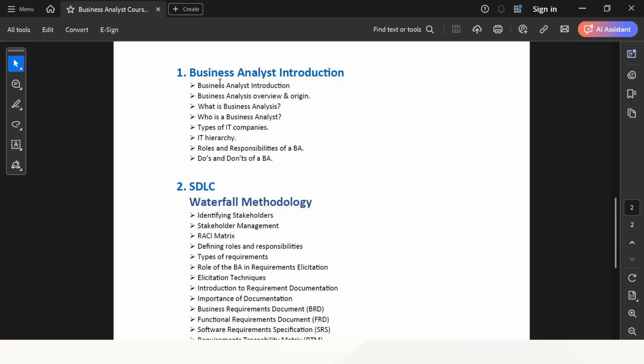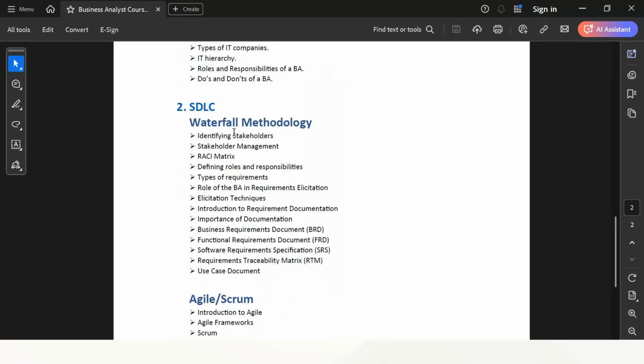Then we move on to specific skill sets within SDLC. So, for example, how do we identify stakeholders? How do we manage stakeholders? What's a RACI matrix? Then what is meant by a requirement? What are the different types of requirement? What is meant by requirement elicitation? What are the different requirement elicitation techniques? What is a requirement document? Why is it important? What are the different types of requirement documents? And then requirement traceability matrix.